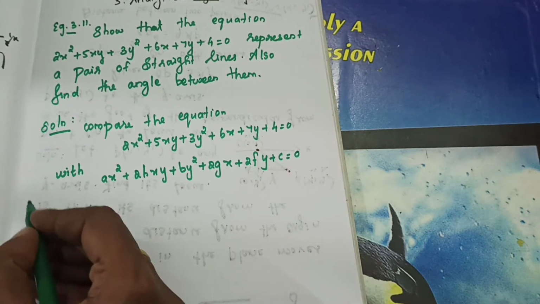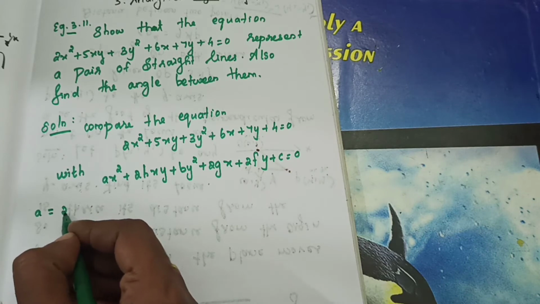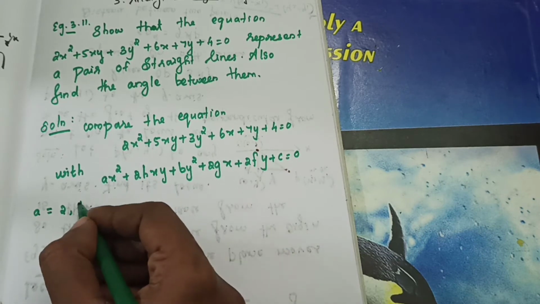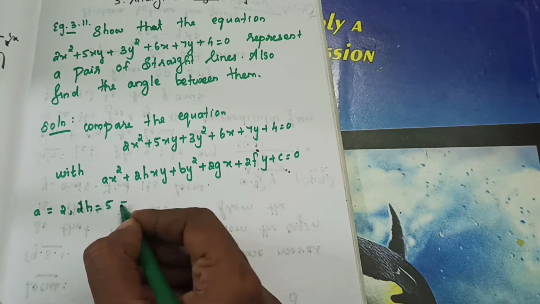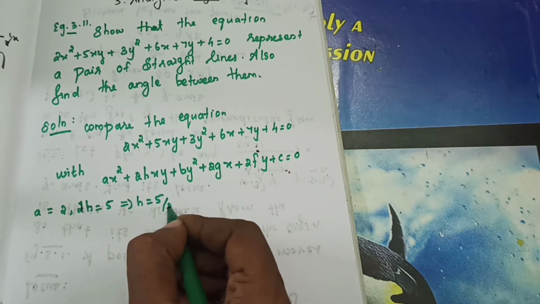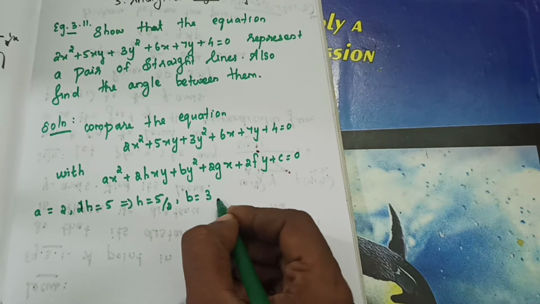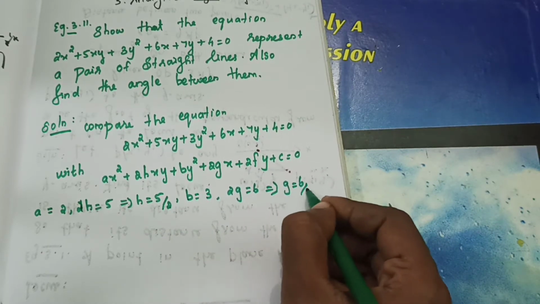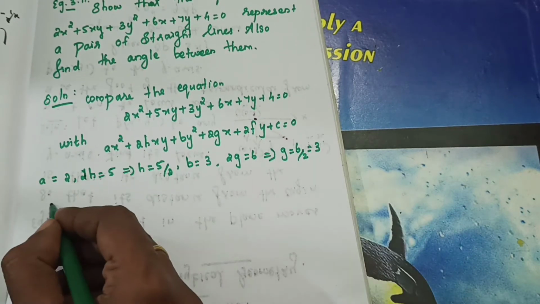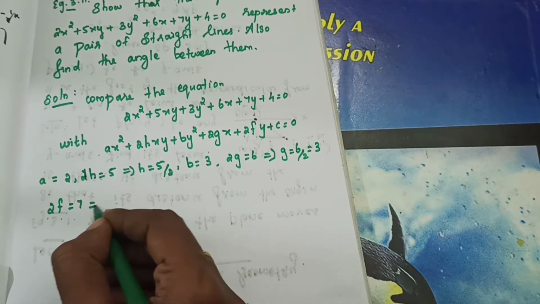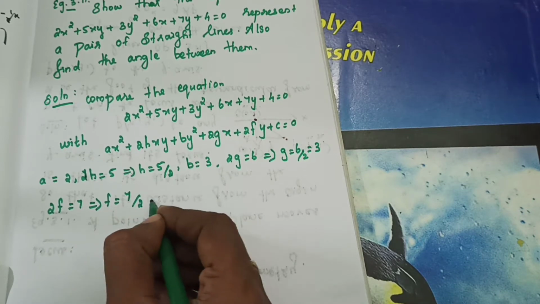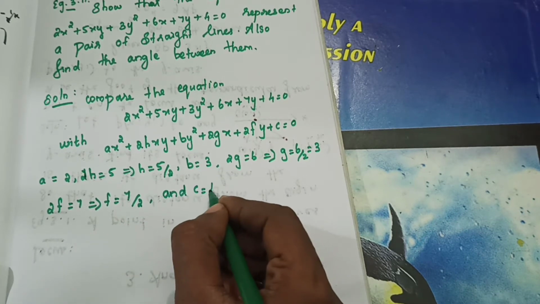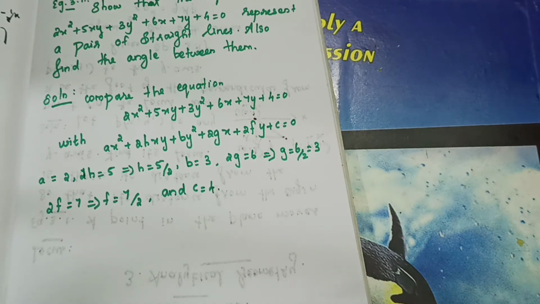Understand? So one by one we will find. So a is equal to 2. Then 2h is equal to 5. From that, h value how much? 5 by 2. Then b is equal to how much? 3. Then same as 2g equal to 6. From that, g is equal to 6 by 2, which is 3. Then 2f is equal to 7. From that, f is equal to 7 by 2 and c is equal to 4. All of you understood how I found all the values? In the last class I already explained, anyhow I repeated today. So this is the method of finding that.